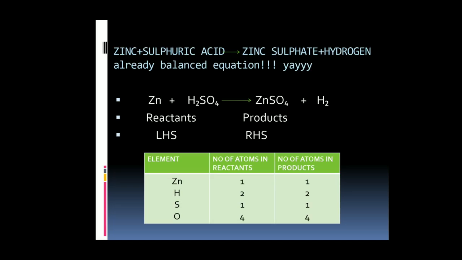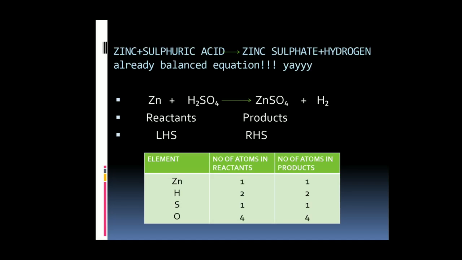Now, we count the number of atoms present in the reactants. Zinc is 1, hydrogen is 2, sulfur is 1 and oxygen is 4. On the other hand, the number of atoms present on the product side: zinc is 1, hydrogen is 2, sulfur is 1 and oxygen is 4. In this case, as the number of atoms of each element is the same on both sides of the arrow, it is a balanced chemical equation.